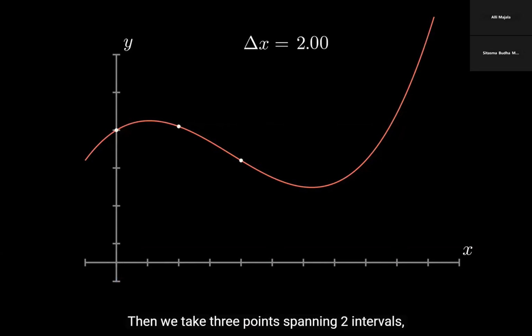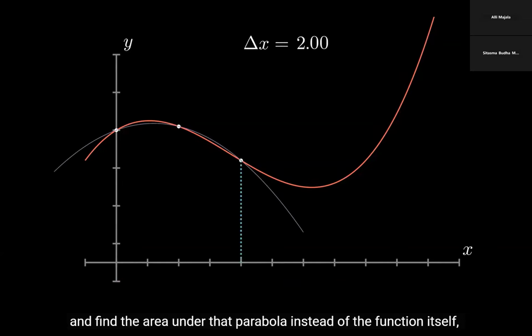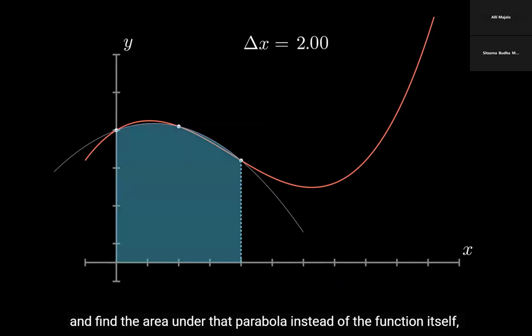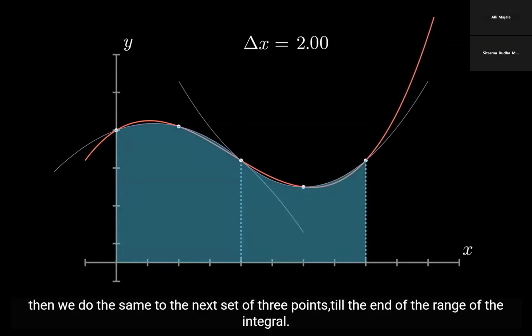Then we take 3 points spanning 2 intervals, approximate the function with a parabola passing through these 3 points, and find the area under that parabola instead of the function itself. Then we do the same to the next set of 3 points, and keep doing that till the end of the range of the integral.